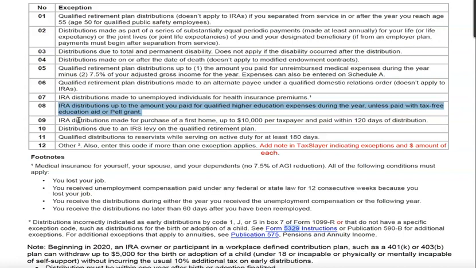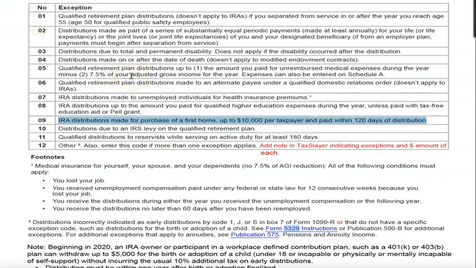And finally, I want to point out that there is an exception for the purchase of a new home, providing that the home was purchased within 120 days of the distribution.